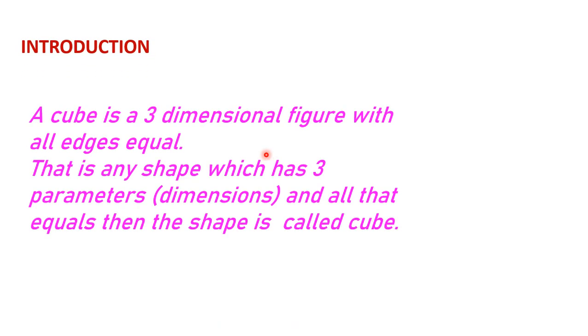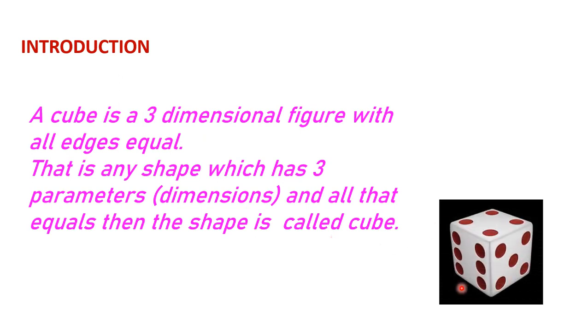As we know that a cube is a three-dimensional figure with all edges equal. So we can say a shape or an object which has three parameters, and all those three parameters are equal, is a cube. As we know, this is the figure of a dice. We used to play an indoor game, Ludo, with this dice. This is the three-dimensional figure and it is known as a cube.